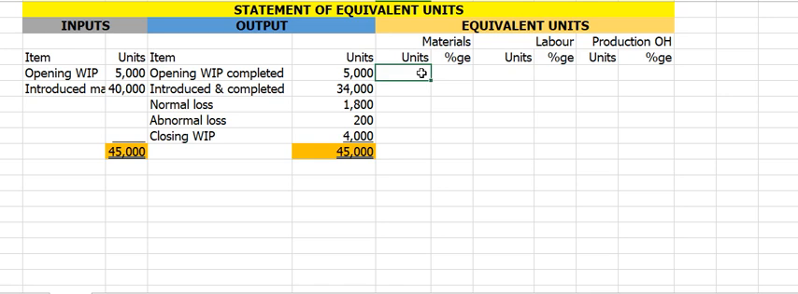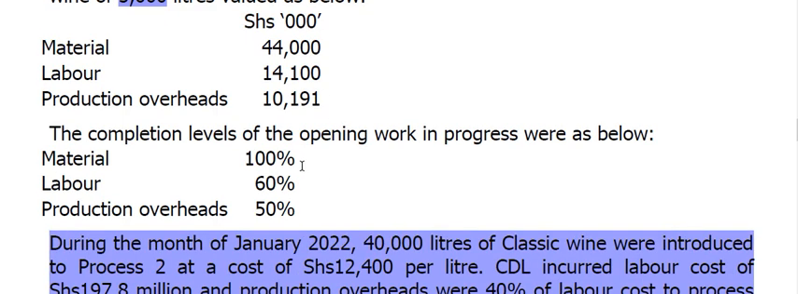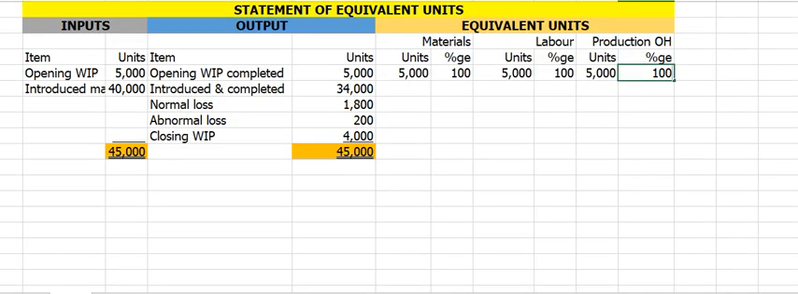So for opening work in progress completed, the equivalent units in respect of materials, labor and production overheads are going to be at 100%. So this is 5,000, 100%, 5,000, 100%, 5,000, 100%. So the completion levels that we are given in the question for the opening work in progress are irrelevant if I'm using the weighted average method. Please take note of that.